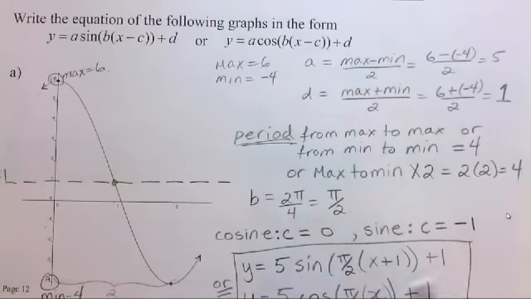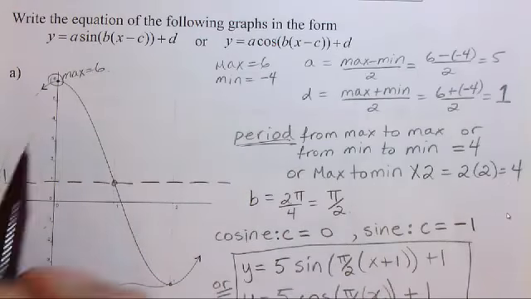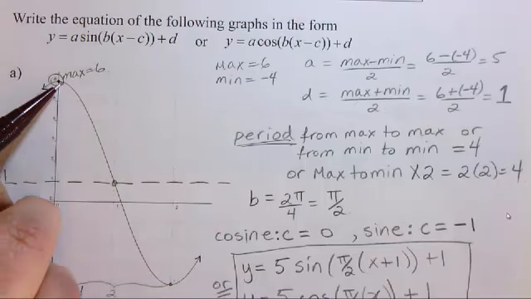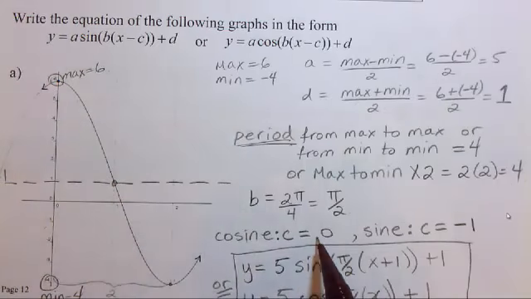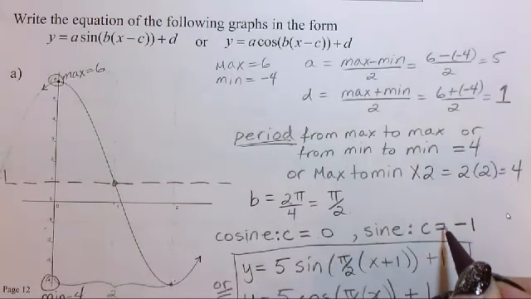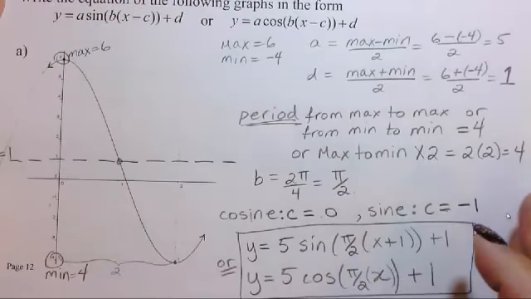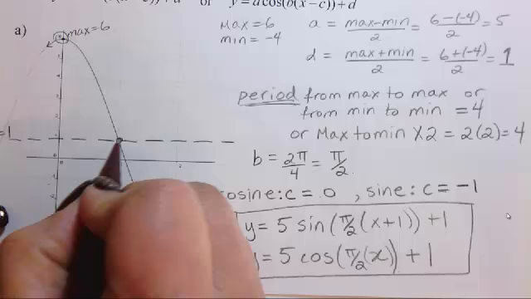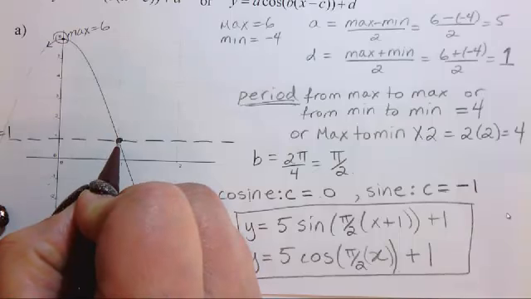Now if I'm looking at cosine, I want to find my C value. I start at the top. So this is the max, and you see it's right on 0. So my C value is 0 for my cosine function. And for my sine, my sine isn't as easy to see, or I could just look right here. See, it starts right in the middle.